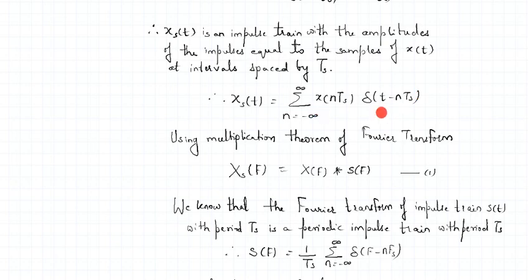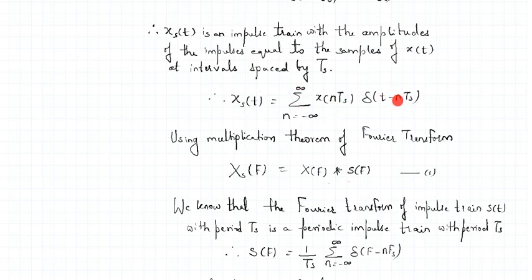Now we will represent the same product in the frequency domain. Applying the multiplication theorem of the Fourier transform, multiplication in the time domain turns out to be convolution in the frequency domain. So in the frequency domain, Xs(t) is denoted as Xs(f), x(nTs) is nothing but X(f), and delta(t minus nTs), the train of impulses, I'll denote as S(f). It is the multiplication of signal x(t) with the signal s(t).